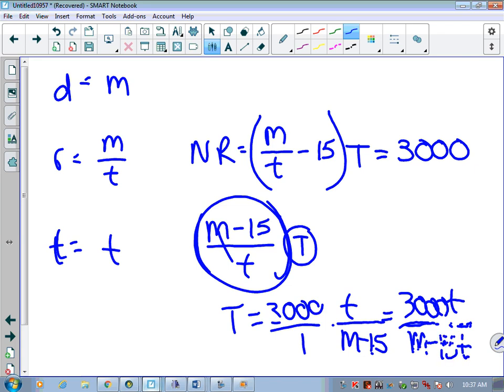That's the answer. It gets really ugly in there. I'm trying to see from here why we have that T on the top, or why we have the T with the 15. Well, I know that's what it comes out to. So what you're looking for there is 3,000 T over M minus 15 T.